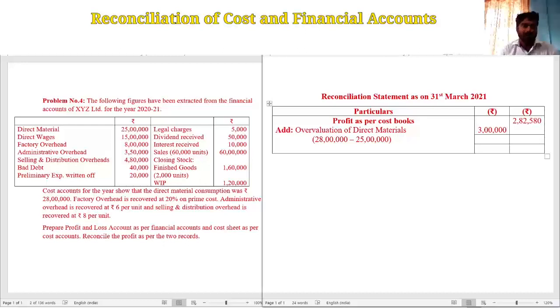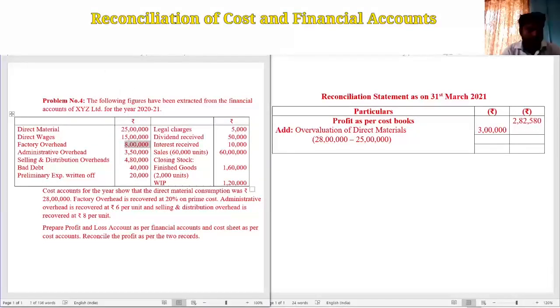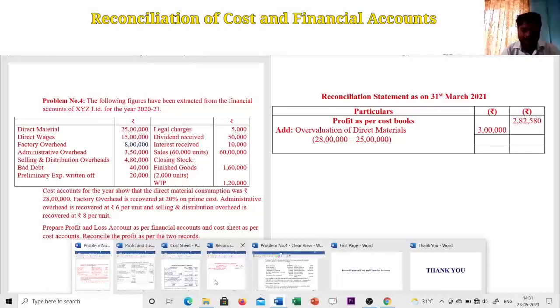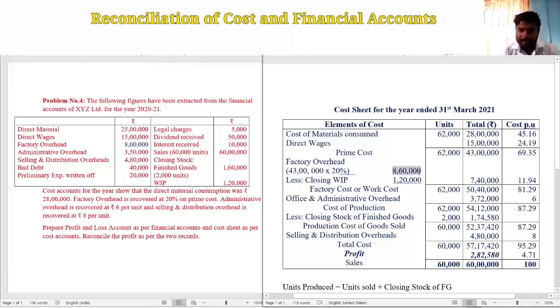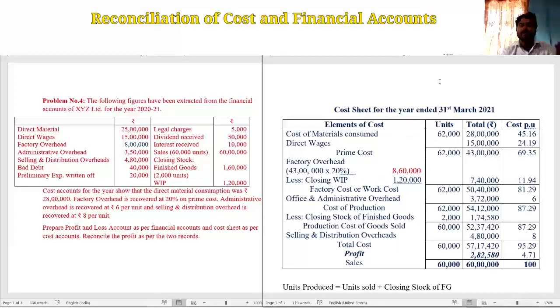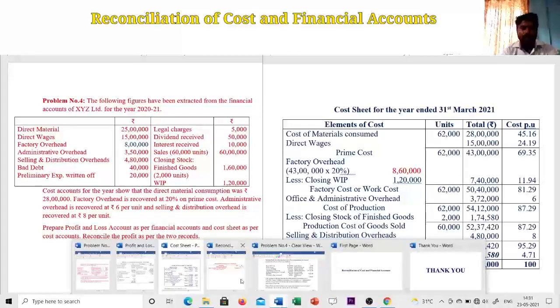In financial books, factory overhead is recorded as 8 lakhs, but in costing books, it's recorded as 8 lakh 60 thousand. You're observing here. So that means in costing books, factory overhead is overvalued by 60,000. As there is an overvaluation of the factory overhead, costing profit is reduced by 60,000. Now we need to add back that 60,000. Add overvaluation of factory overhead.